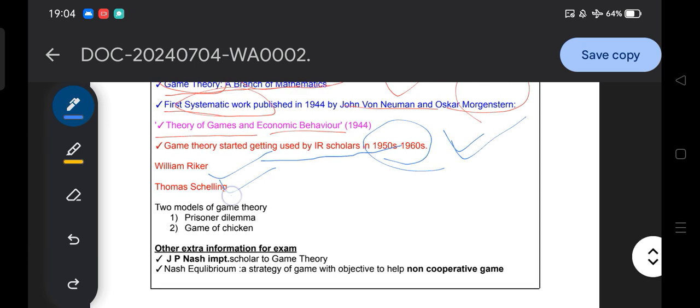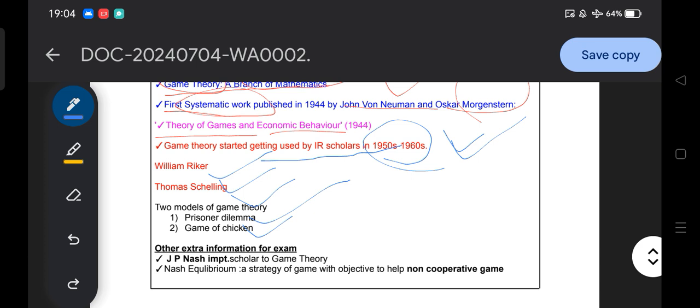And within game theory there are two models, that is the prisoner's dilemma and the game of chicken. Prisoner's dilemma deals with the arms race: why the arms race takes place, how states take decisions in conflict situations, which kind of decision should be considered best, what are the rational decisions. All these questions are discussed under the prisoner's dilemma. So remember the prisoner's dilemma, which deals with the arms race, a part of game theory in international relations.